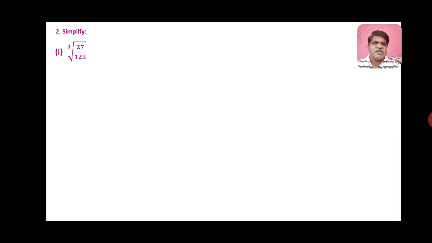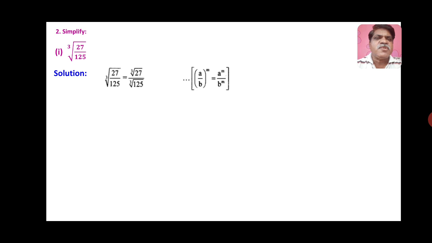Simplify, we'll consider the cube root of 27 upon 125. So friends, here the cube root of 27 upon 125 is equal to the cube root of 27 at the numerator, and the cube root of 125 at the denominator. We are using this law: (a by b) raised to m is equal to a raised to m upon b raised to m. So you can write that the cube root of 27 is 3 into 3 into 3 factors, and at the denominator you are getting the cube root of 5 into 5 into 5.